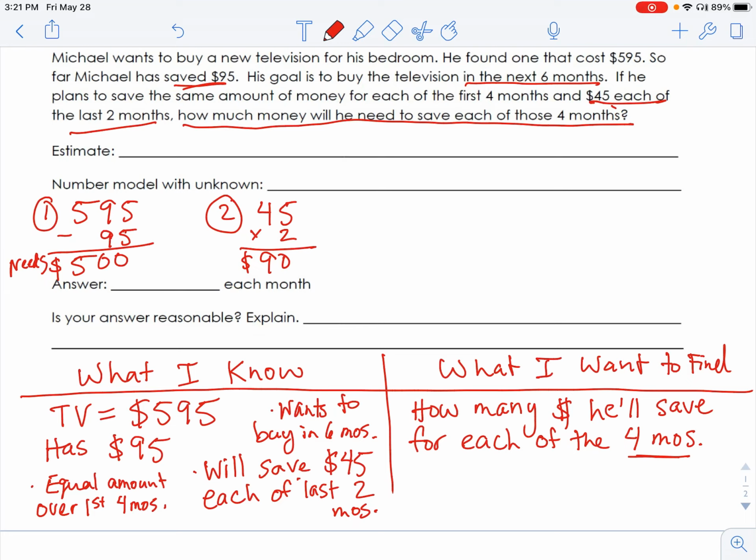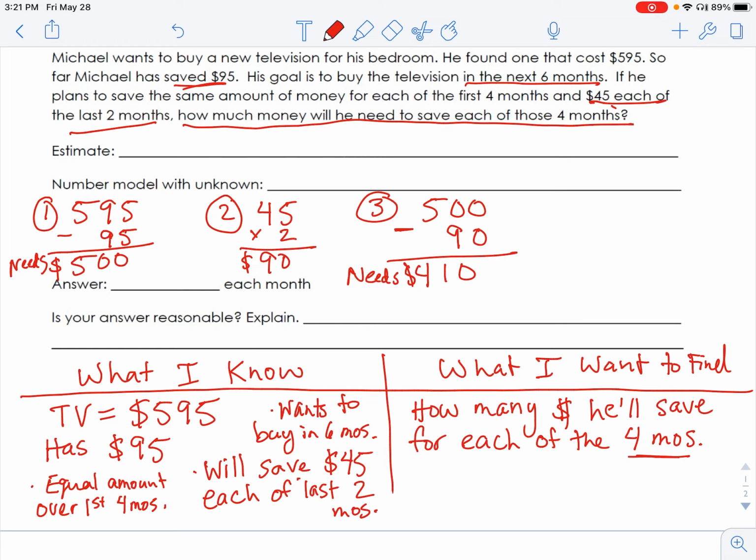What do you think we should do next before we could figure out the 4 months? You said you need to take what he needs, $500, and take away the amount he's going to save in the last 2 months. That's correct. So 500 minus 90. Now he only needs $410.